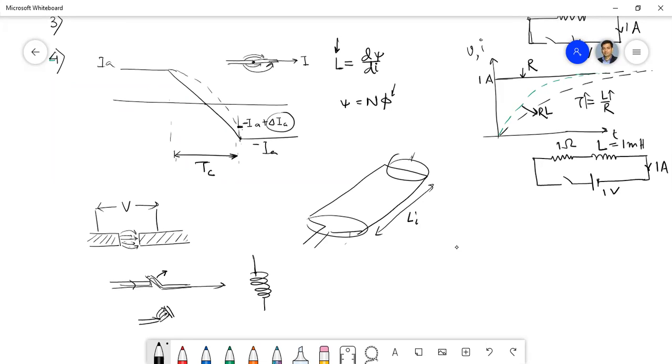If you break a certain current, there will be some arc formation, but the arc will get some time to be quenched. That means you will get proper time to extinguish the arc. Understood?